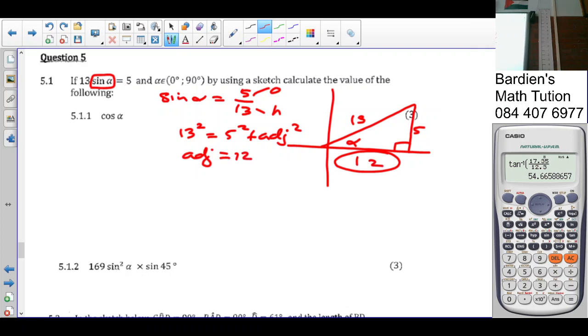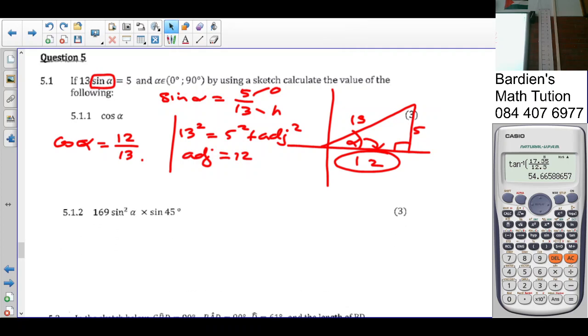Okay? So cos, what does cos stand for? Cos of alpha is adjacent, which is 12, adjacent over hypotenuse. Okay? Next question.